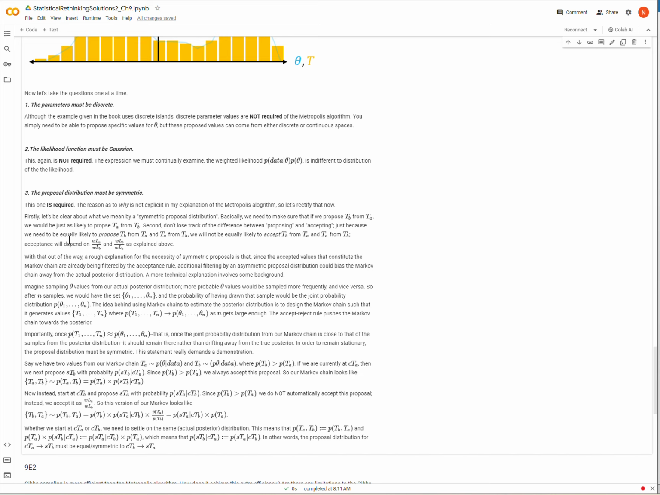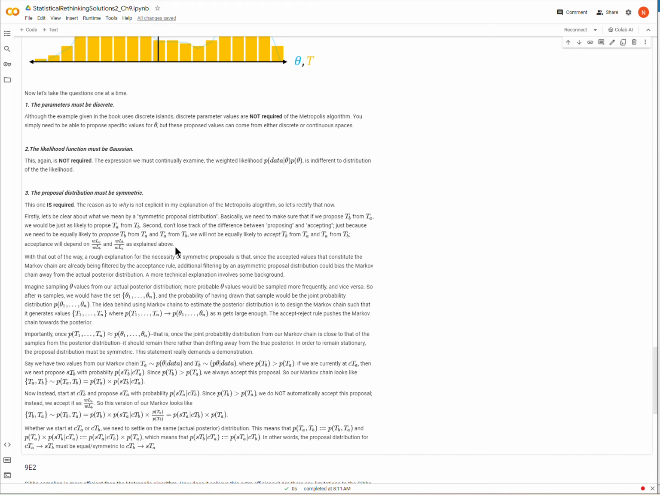And then the second thing to be clear about is that just because the proposal distribution is symmetric, going from A to B or B to A, that does not mean that the acceptance is symmetric, right? Again, the acceptance is based on the calculation of the weighted likelihoods, and then using the accept reject rule that we already went through.